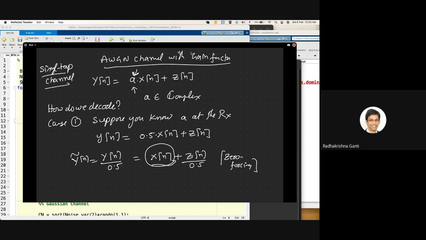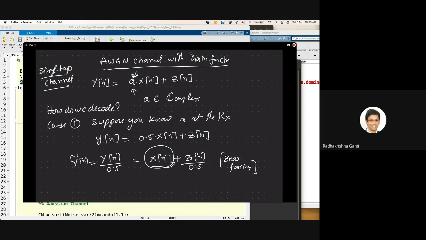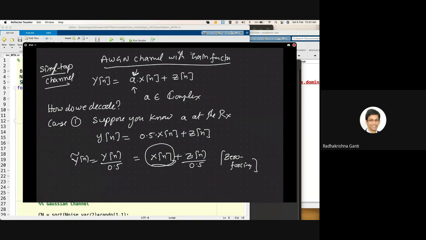In the next class, we'll understand what happens if A is random, as someone was asking. And the second case, case 2, is: suppose you don't know A at the receiver, what do you do? We'll answer these two questions, and we'll also plot the SNR versus bit error rate curve for zero forcing.